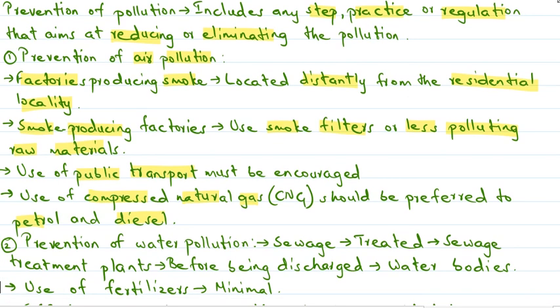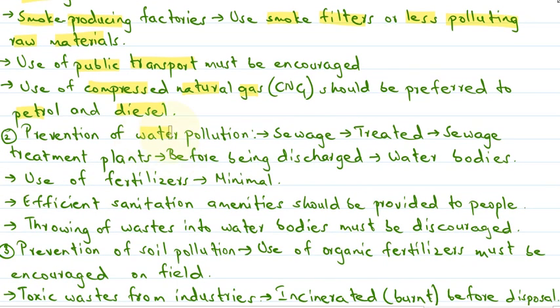Then we talked about the prevention of water pollution. And how can we prevent water pollution? The sewage must be first treated in sewage treatment plants before they are discharged into water bodies. Then the use of fertilizers must be minimized, and efficient sanitation amenities must be provided to people so that they don't pollute the water bodies, and throwing of wastes into water bodies must be discouraged.